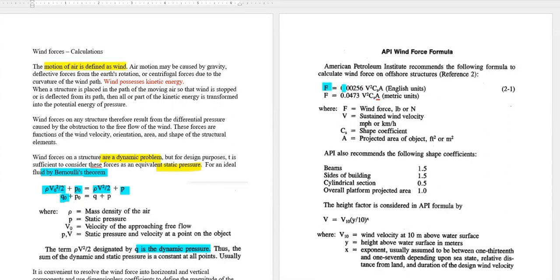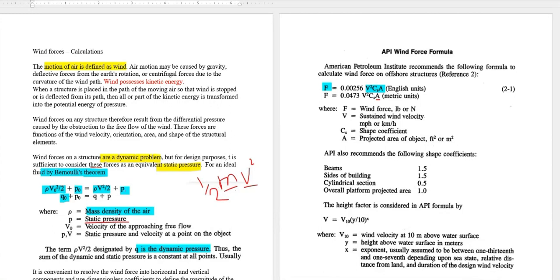Here, if you see, force equals 0.0026 v squared C S A, right? So this v squared is actually the wind velocity. So forces depend on the wind velocity, which comes from Bernoulli's theorem. Rho is the mass density of the air. Air has mass, so m v squared, that's the kinetic energy. Kinetic energy we also know is half m v squared. So it's a mass coefficient and velocity term, and p naught is a static pressure.